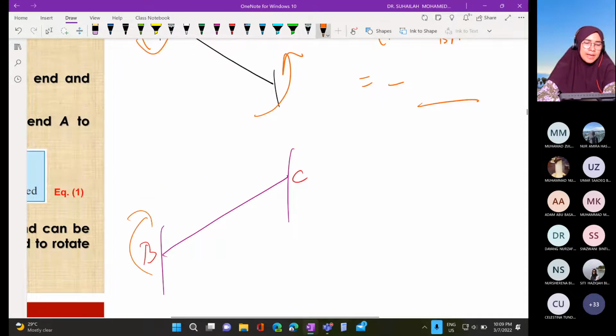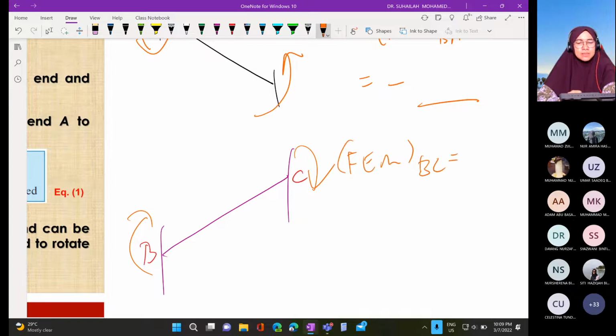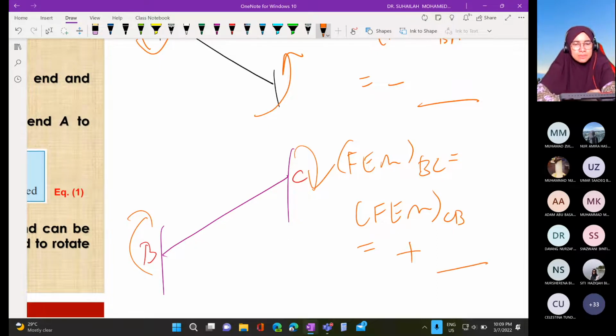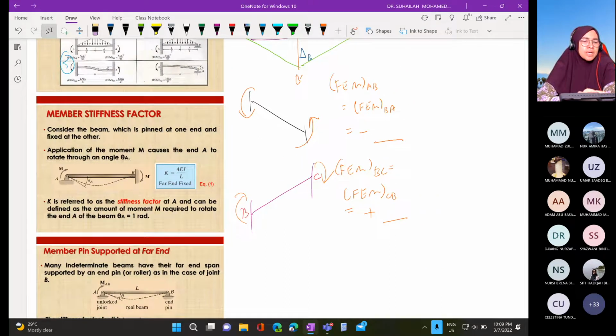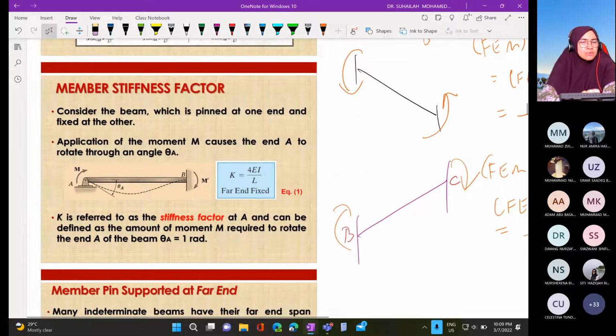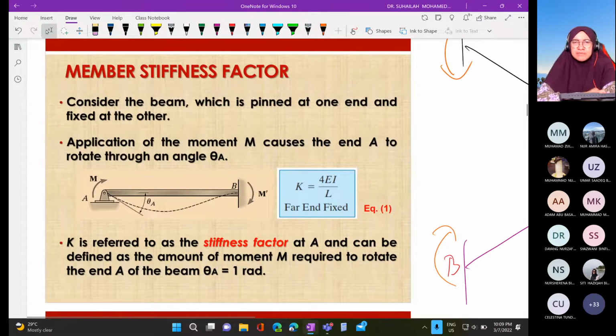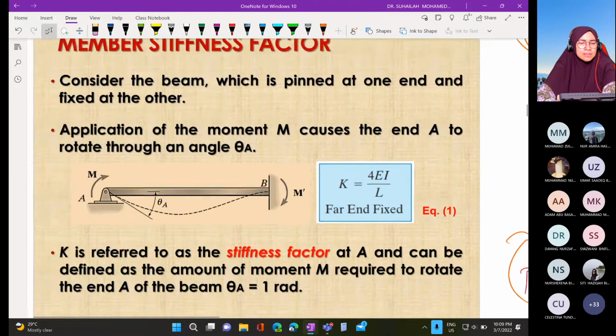So we apply moment clockwise. When we want to calculate FEM for BC, which is also equal to FEM CB, this must be a positive value. Later I will explain in more detail how to calculate this easily in the table. Now we move to the member stiffness factor, the small k from earlier. Small k or big K, it doesn't matter.